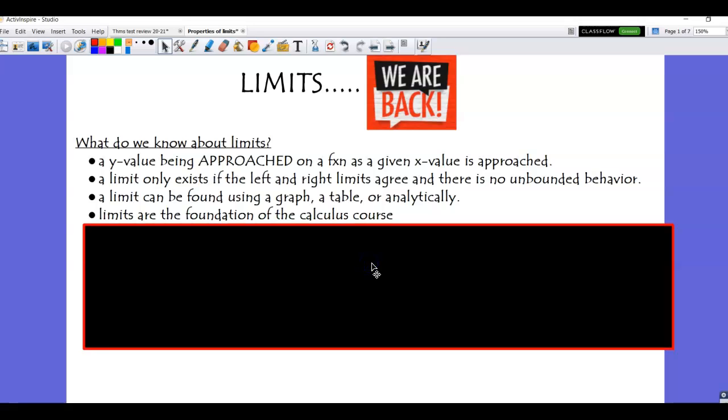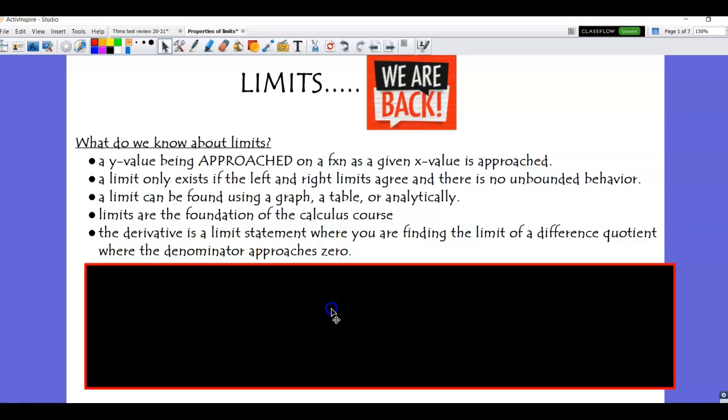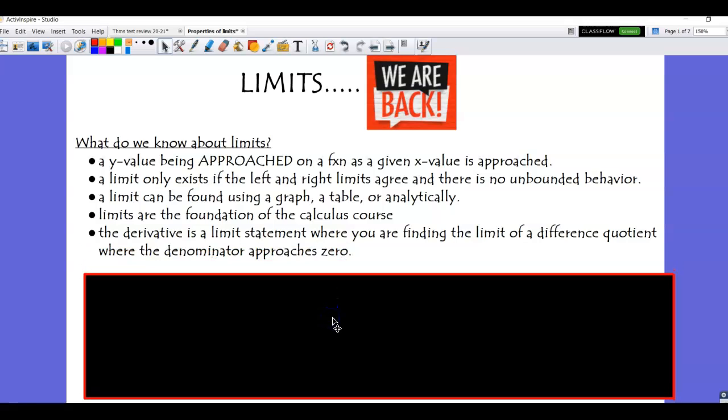Another thing we know about limits. Limits are the foundation of the calculus course. Everything is built on limits. And the fifth thing we know about limits, which is your AP score, the derivative is a limit statement. So we built the course on limits, and then on top of that we put derivatives, because a derivative is basically a special limit statement, or it is a limit statement where you're finding the limit of a difference quotient where the denominator approaches 0. So those are things we know to be true about limits.